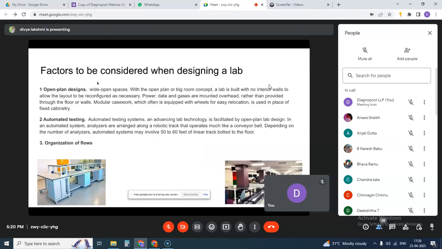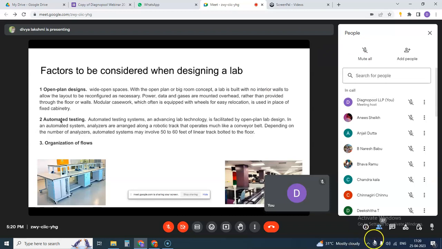Other factors that can be considered when designing a lab is open plan design. With this concept, a lab is built with no interior walls so that it can be reconfigured as necessary. The power supply, data and gases can all be mounted overhead instead of being provided through the floors or walls. And this will have modular casework along with wheels, which can be relocated as and when required.